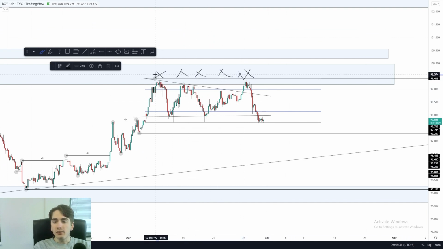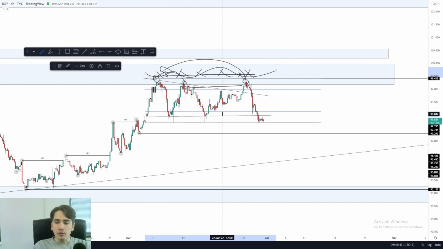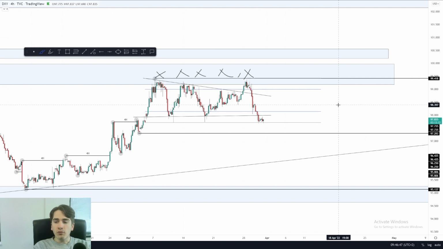Because now what do we have? We have this high over here. This high tried to take out this high, but failed to do so. Then this high took out this high, but still failed to take out this high. So for me, there's still a lot of liquidity above the highs, which in my personal opinion, I would love to see get taken out. That's currently what I'm waiting for. Dollar index to move up higher potentially.